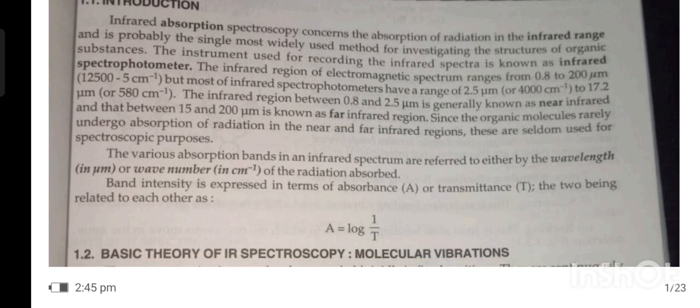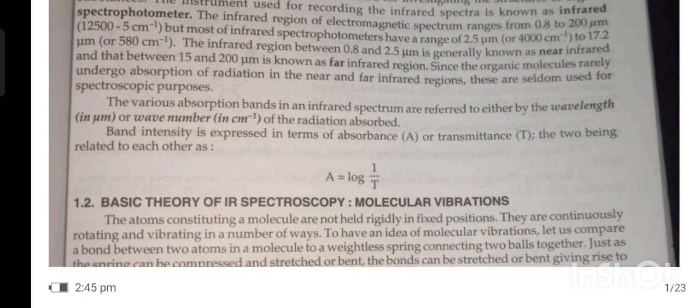Since organic molecules rarely undergo absorption of radiation in the near and far infrared region, these are seldom used for spectroscopy purposes. The various absorption bands in an infrared spectrum are referred to either by the wavelength or the wave number of the radiation absorbed. Band intensity is expressed in terms of absorption or transmittance, the two being related to each other. A is equal to log 1 by T.